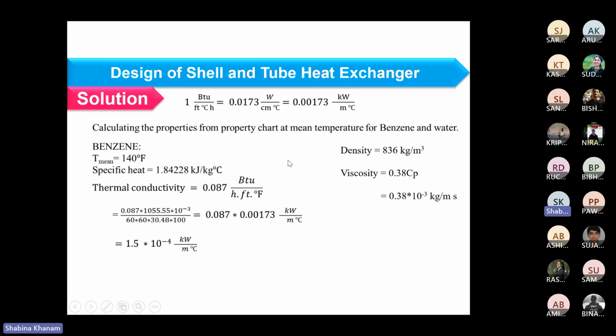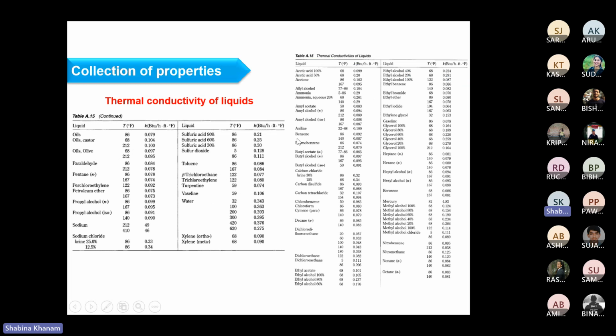Okay, so we have average temperature of both the fluids, so we will collect other properties. Other property means the first of all we will see the thermal conductivity. Specific heat you have already calculated. Okay, and there is no need to go that much value for after decimal. Only 2-3 places are sufficient. Okay, thermal conductivity, if you see for benzene, its average temperature is 140. If you see, this is for benzene.